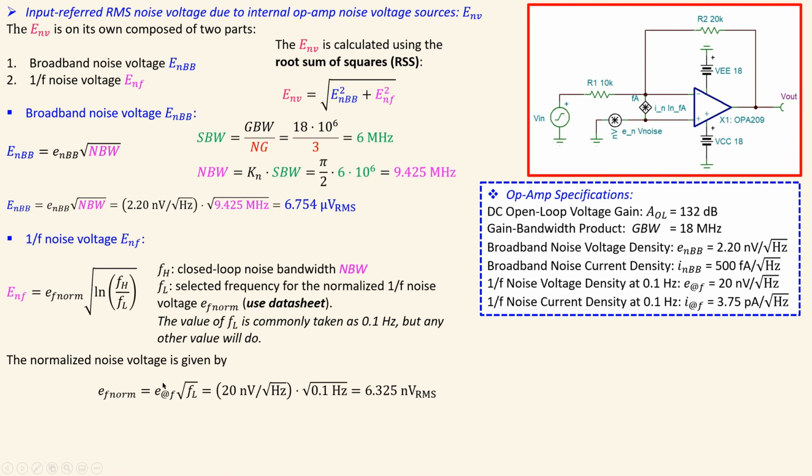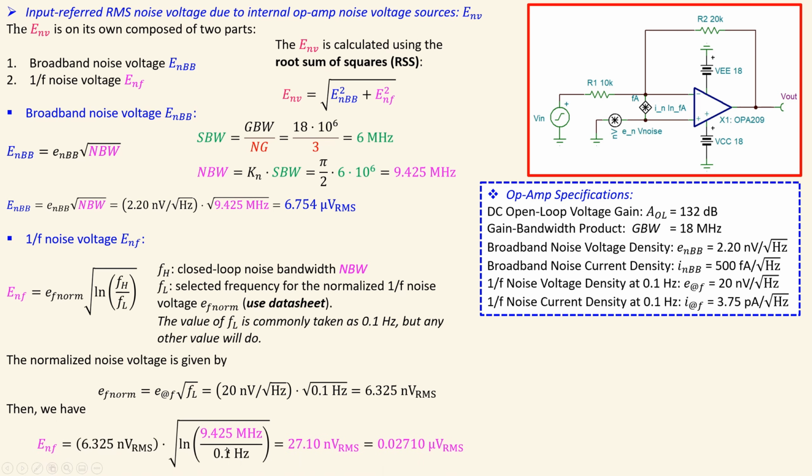We use this from our specification, which is 20 nanovolts per root hertz. You multiply that by what you have selected as your lower cutoff, which is in this case 0.1, but you can also take another one. If you do the math here, you will get 6.325 nanovolts RMS. That will be used in this expression for calculating the 1/f noise RMS value. So if I now substitute values for the noise bandwidth, 0.1 Hertz for our selected lower cutoff frequency, and also the normalized noise voltage, you will have 27.10 nanovolts RMS, which is 0.02710 microvolts RMS.